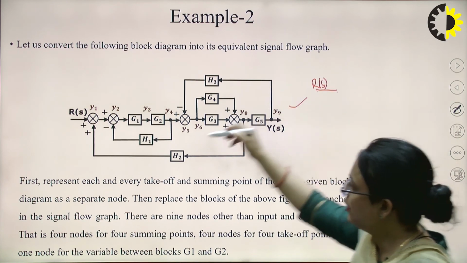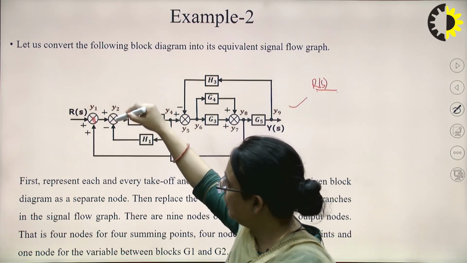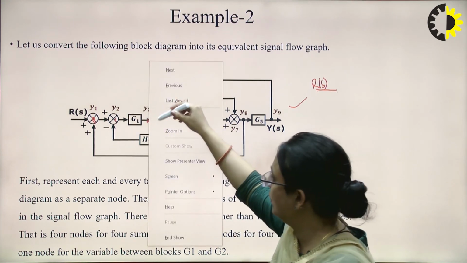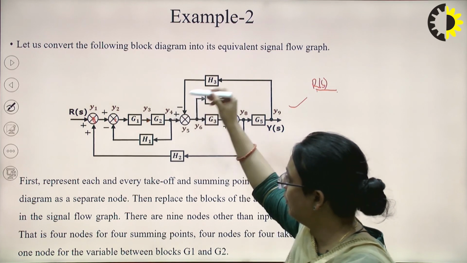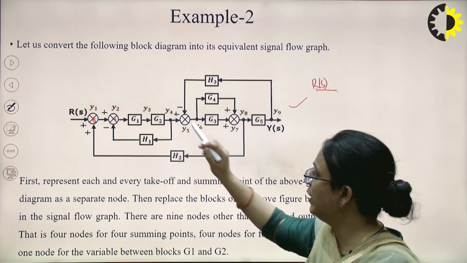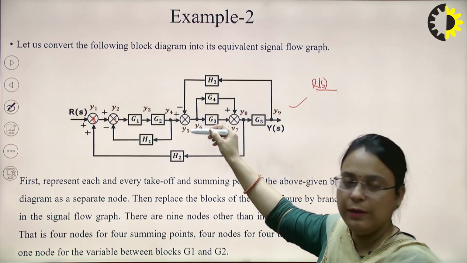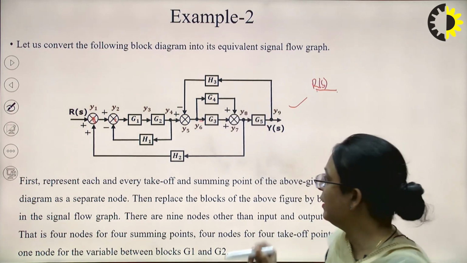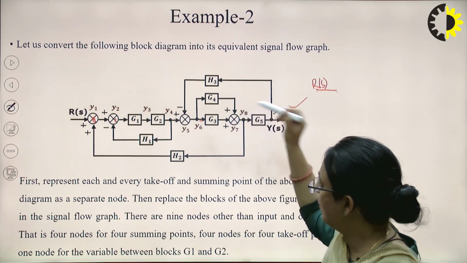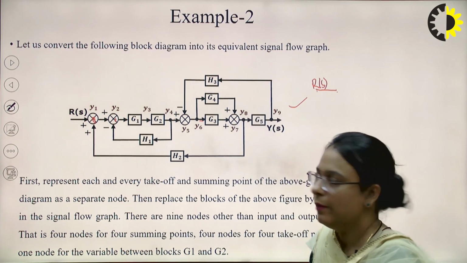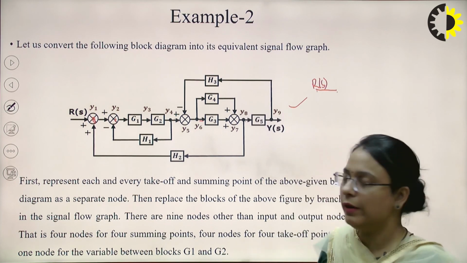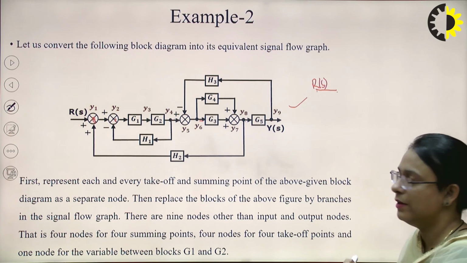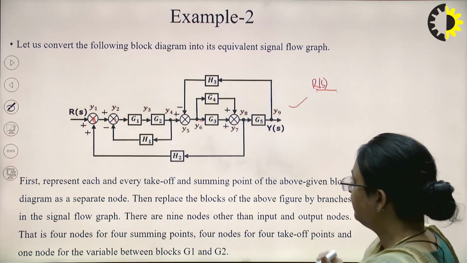Then for this summing point, another node Y1, this Y2, then there will be a summing node between G1 and G2. Then there could be a node for this takeoff point, Y4, we can name it. We can name this summing point as Y5. We can name this takeoff point as Y6 as another node. Then this summing point is represented as another node Y7. This takeoff point, another node, can be represented by Y8, and this takeoff point as another node Y9.